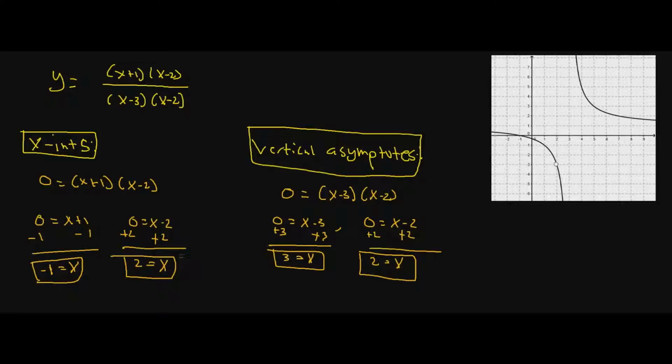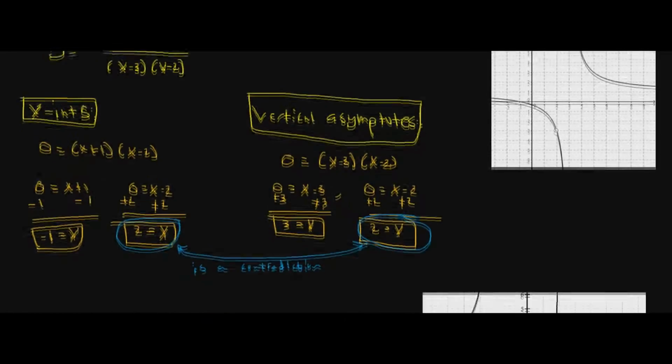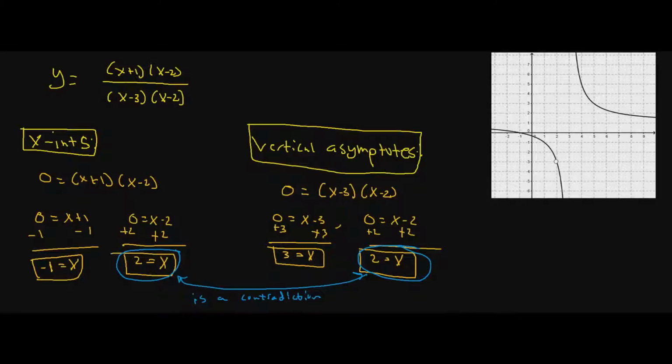And this is a problem, because according to what we just did, we have an x-intercept at x equals positive 2, and when we find the vertical asymptotes, we also get x equals positive 2. And this right here is a contradiction. The reason why it's a contradiction is, does it make sense that we could be an x-intercept and a vertical asymptote at the same time? Well, no, it doesn't.